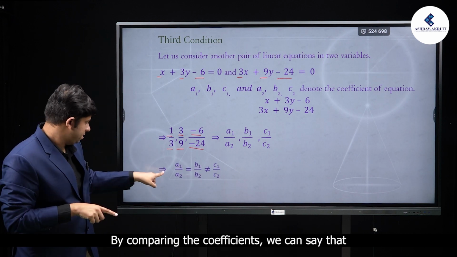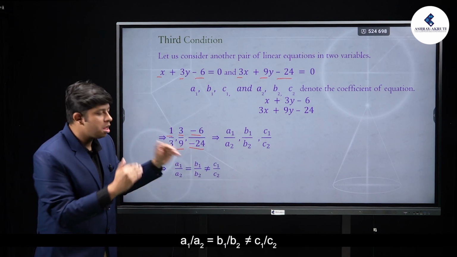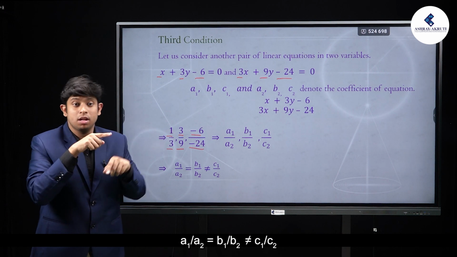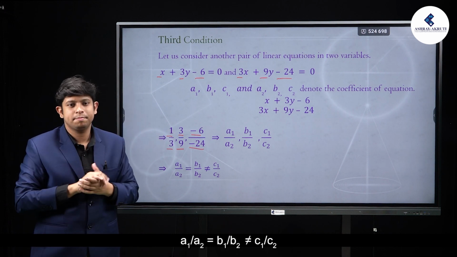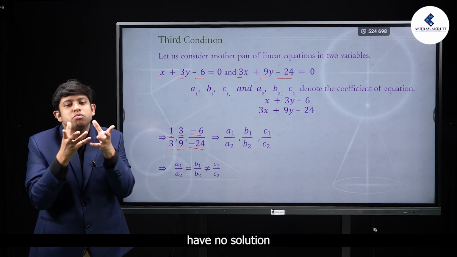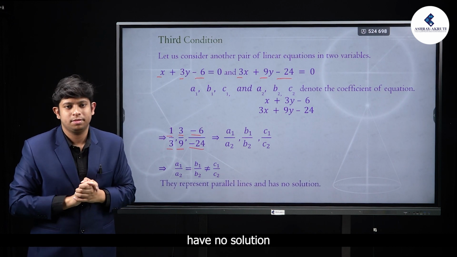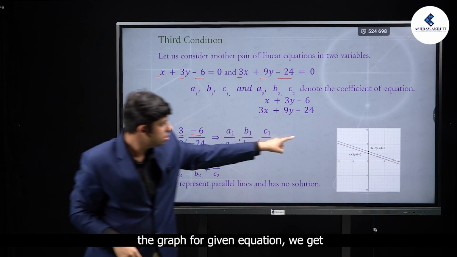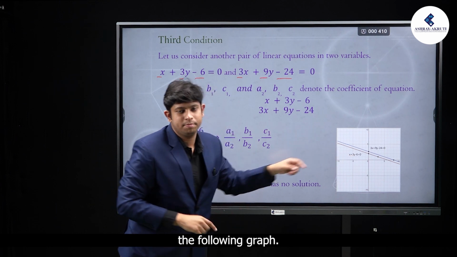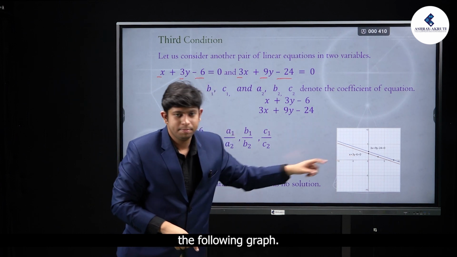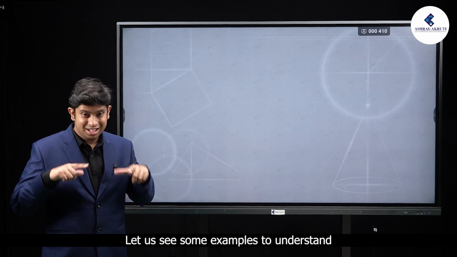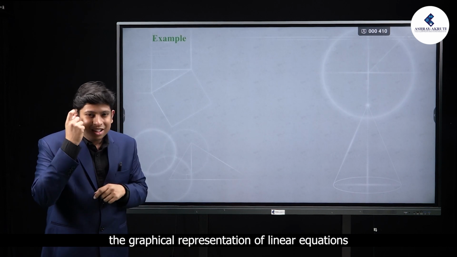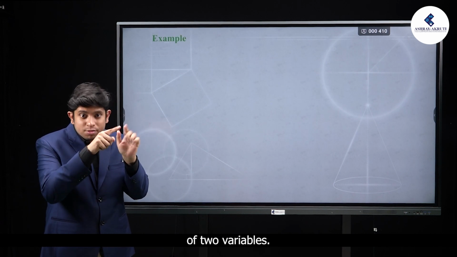By comparing the coefficients, we can say that a1 by a2 is equal to b1 by b2, which is not equal to c1 by c2. They represent parallel lines and have no solution. If we plot the graph for the given equations, we get the following graph. Let us see some examples to understand the graphical representation of linear equations of two variables.